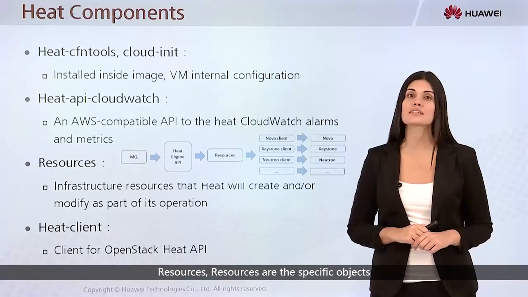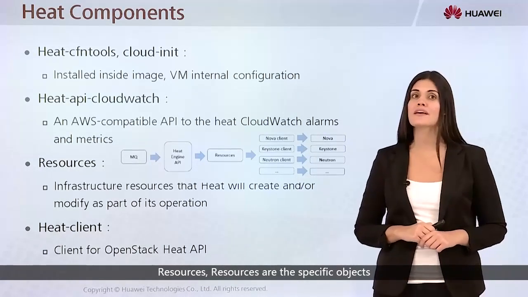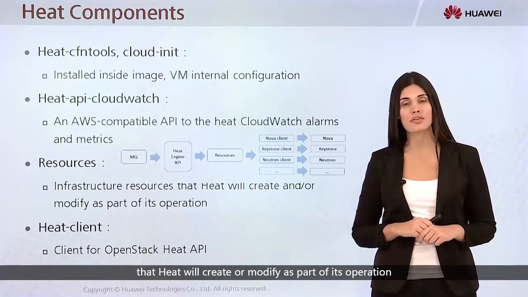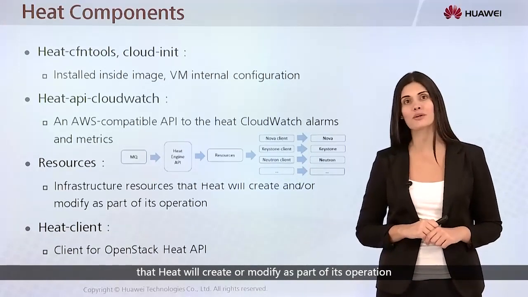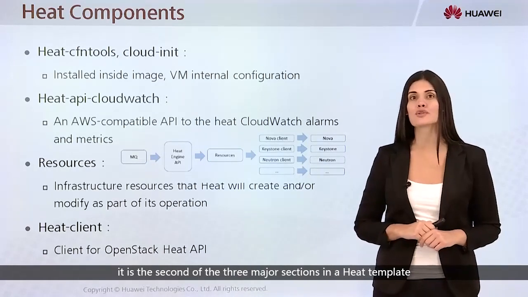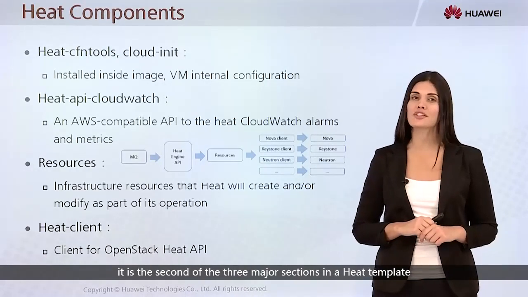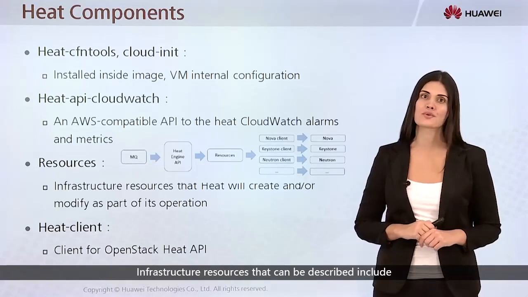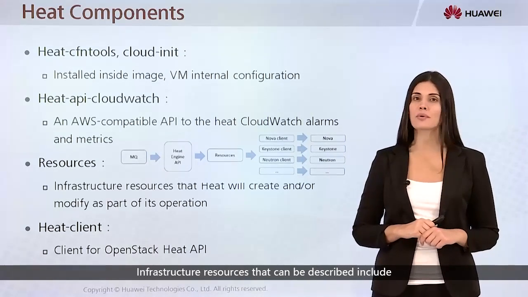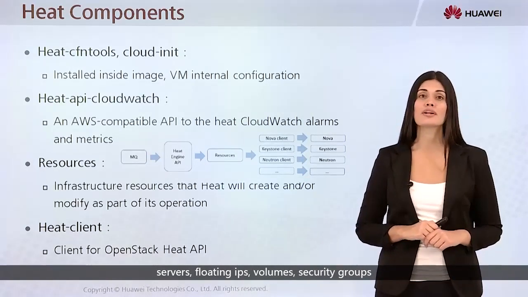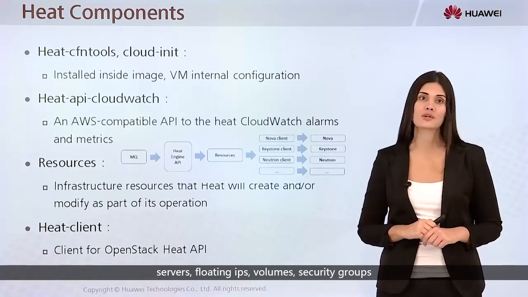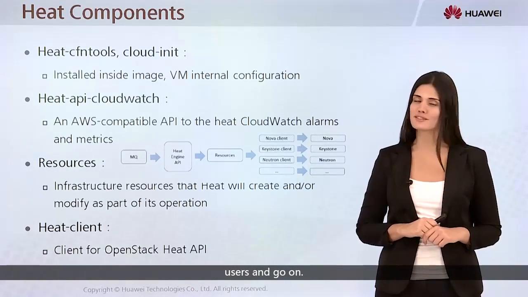Resource. Resources are the specific objects that Heat will create or modify as part of this operation. It is the second of the three major sections in a Heat template. Infrastructure resources that can be described include servers, floating IPs, volumes, security groups, users, and so on.